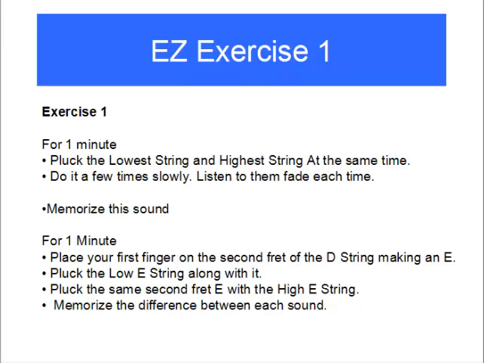Now, place your finger on the 2nd fret of the D string, and you make the middle E. Pluck the low string along with it. It's a lower note. That's 2 notes right there. They're both called E. Now pluck the same 2nd fret note with the high E string. Listen to that.